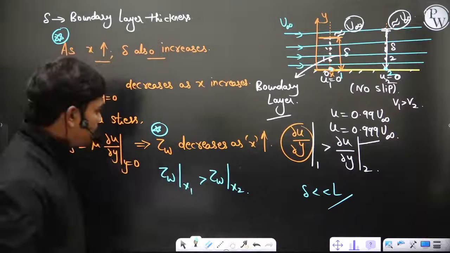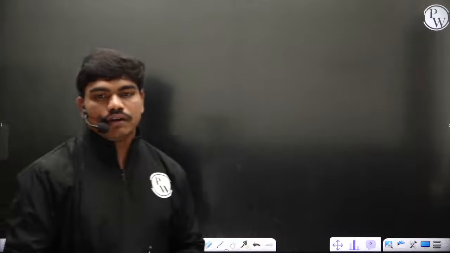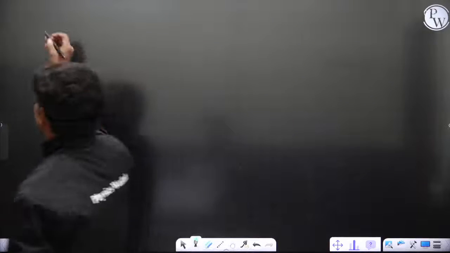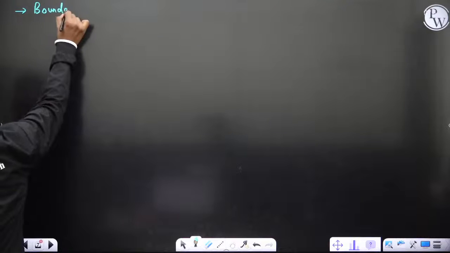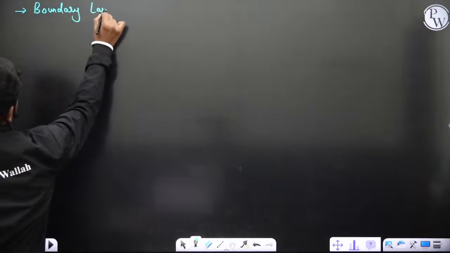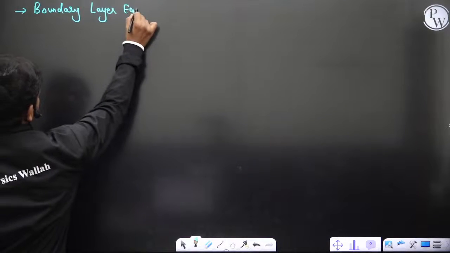Okay, now let us try to see which terms are important and which terms are not very much predominant in this boundary layer equation. Okay, so let us try to derive boundary layer equations to understand some physics. Boundary layer equations.